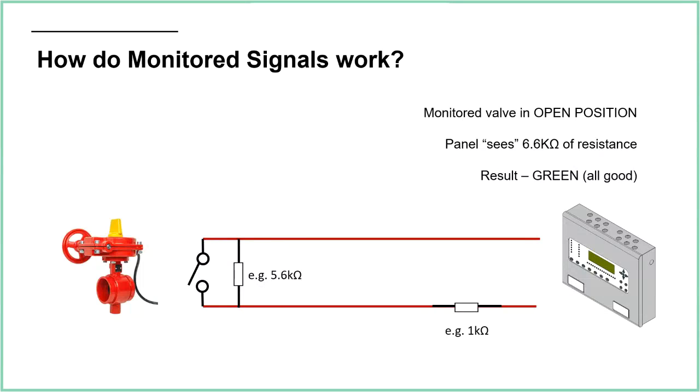So the panel will see, okay, that's what I was expecting. I was expecting to see 6.6 kilo ohms of resistance. Therefore, green light, all good. We have the valve in the correct position.